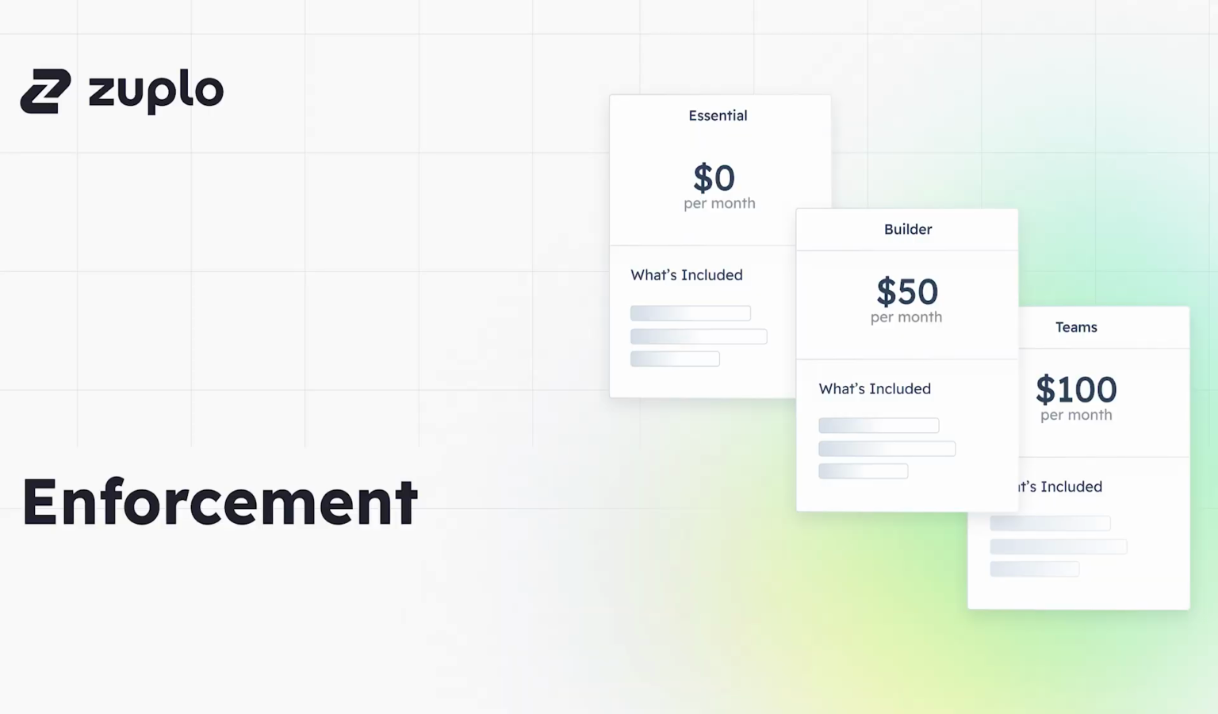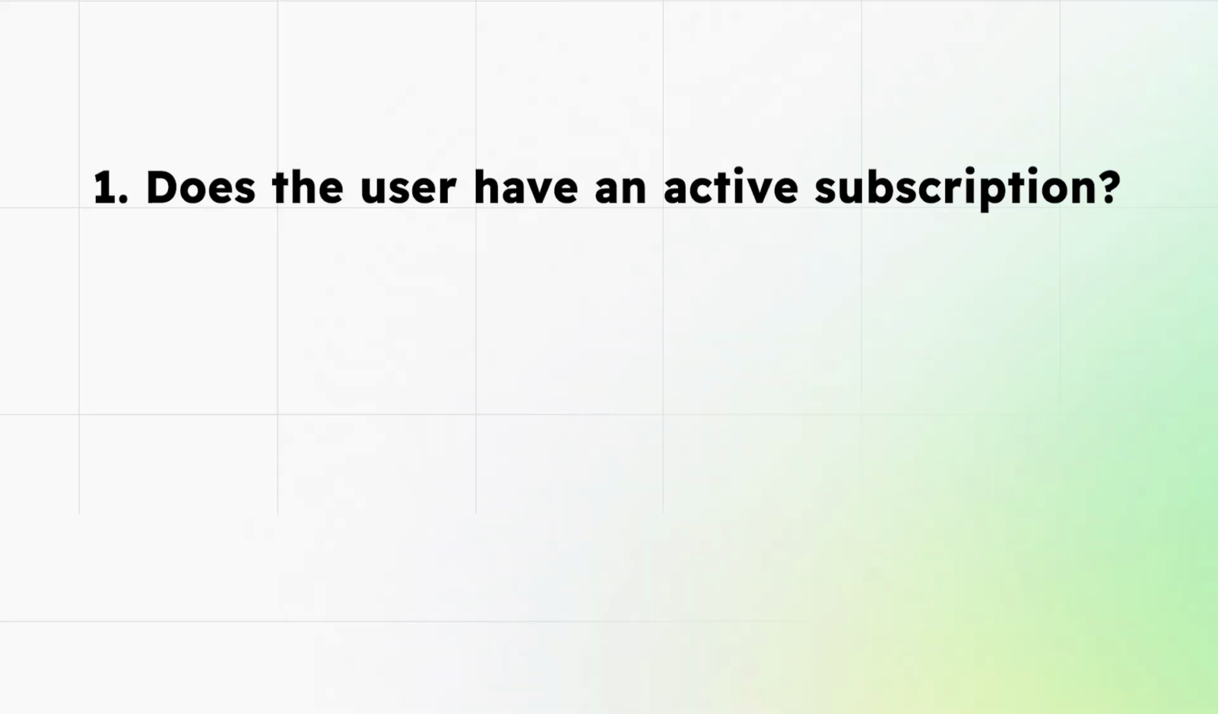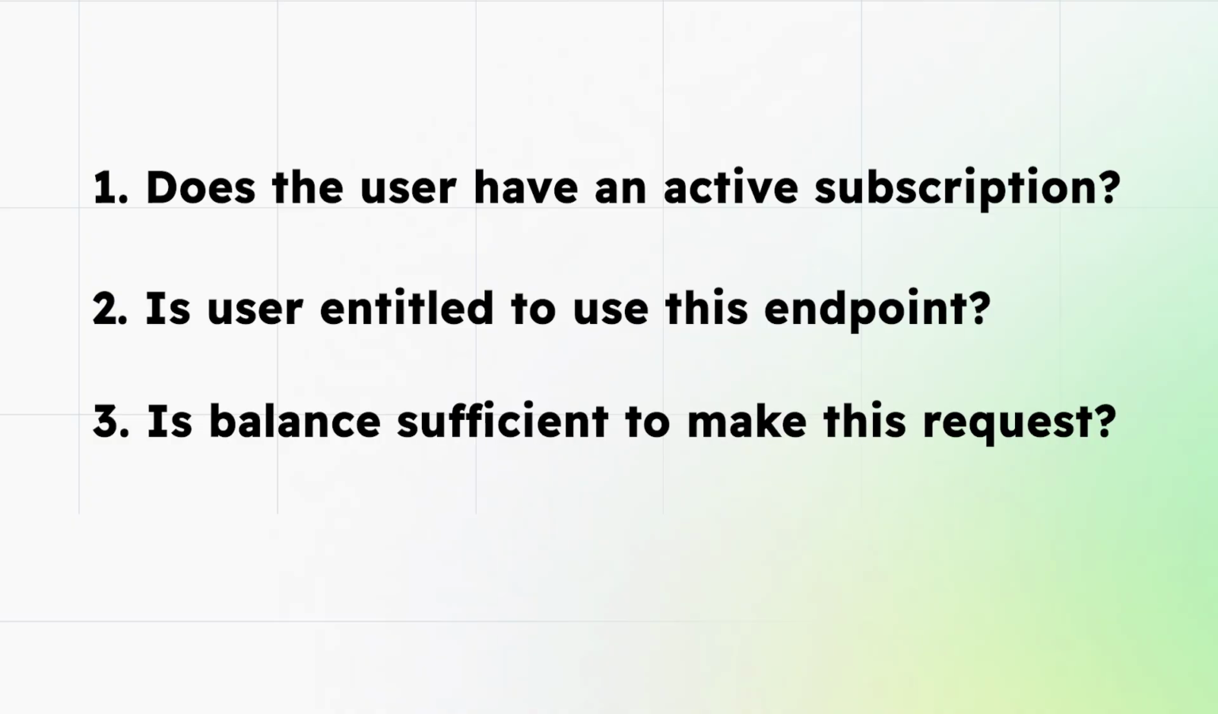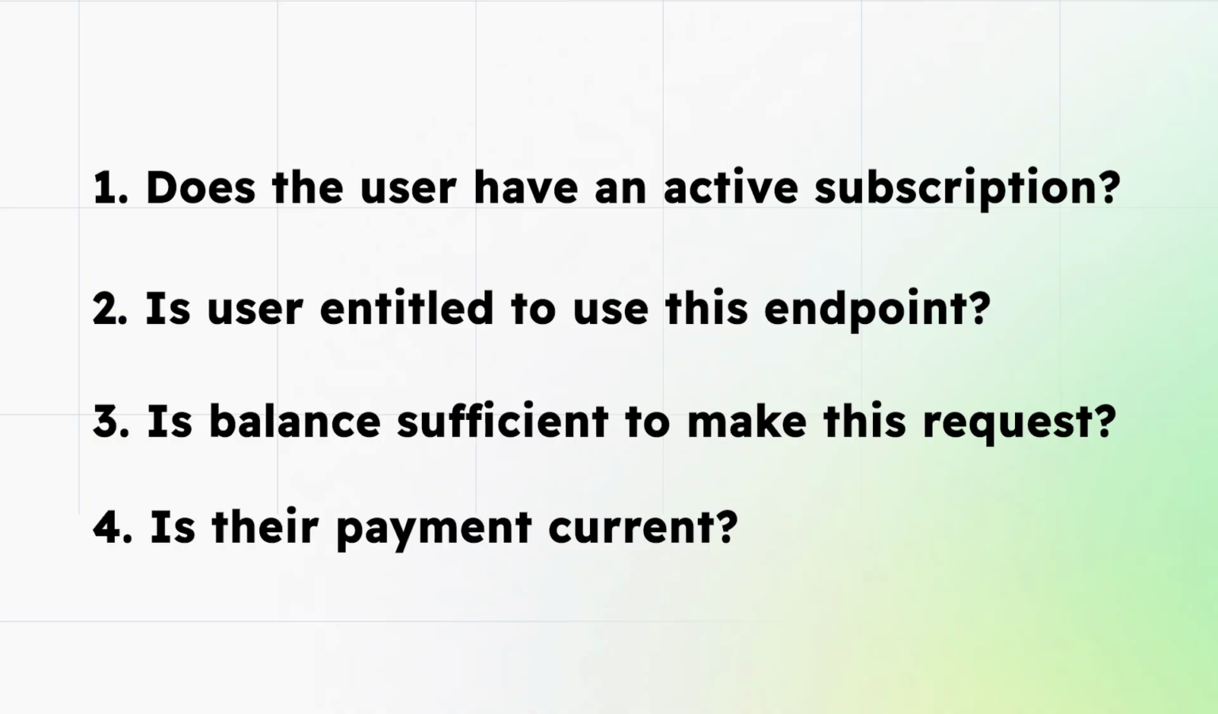Usage data is valuable, but the real question is what happens when a customer hits their limit? Enforcement is where metering connects to your API gateway. When a request comes in, the enforcement layer checks 4 things. 1, does this customer have an active subscription? 2, do they have an entitlement for the meters this endpoint requires? 3, is their balance sufficient to make this request? And 4, is their payment current? If any of those checks fails, then the request is going to get rejected before it even reaches your backend. And this is important. Enforcement happens at the gateway, not in your application code.